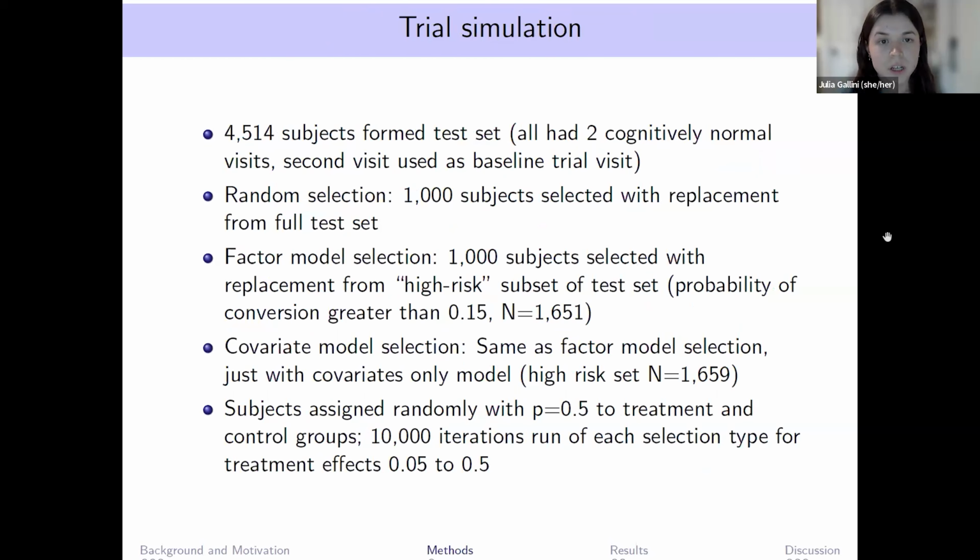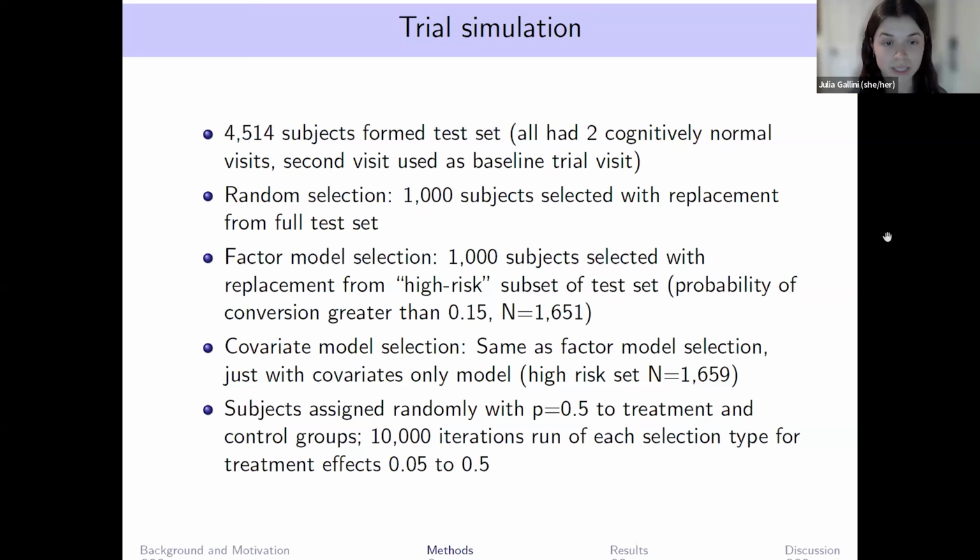Next slide. For the trial simulation, we had 4,500 subjects approximately forming the test set. All of them had 2 cognitively normal visits, and we used their second visit as their baseline trial visit. For a random selection, we just took 1,000 subjects with replacement from the full test set, and that was the trial set for that iteration. For factor model selection, we were again selecting 1,000 subjects with replacement, but this was from a high-risk subset of the test set. And that high-risk set was determined by taking everyone whose probability of conversion to AD was greater than 0.15, using that predictive factor model.